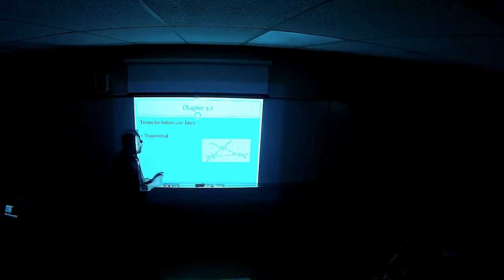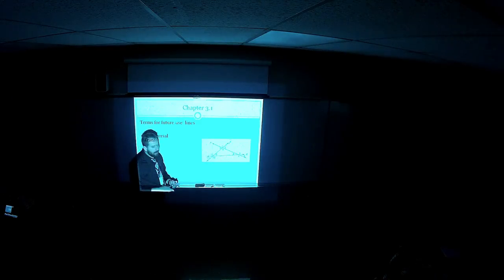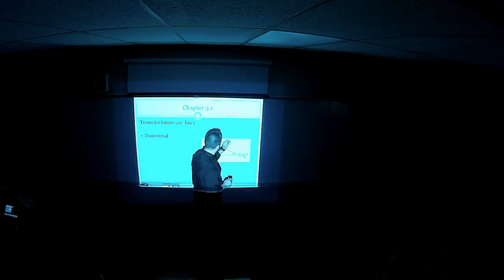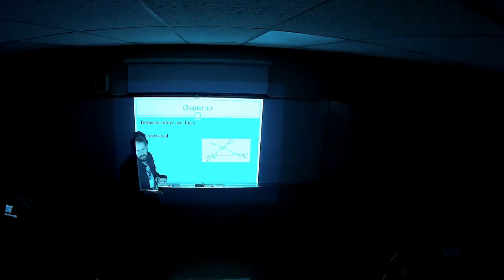So again, these are the lines across. We need to know our transversal. Okay, so we have a crazy picture going on here. There's like 12 different angles. They're all numbered. The transversal for this picture that I want to use is transversal Y. That's our transversal this time.